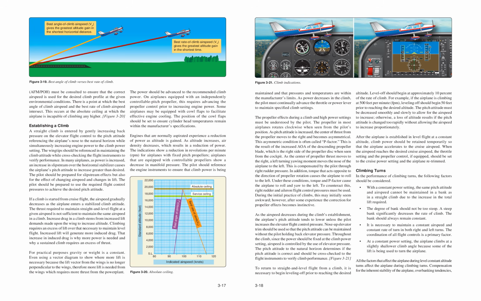During the initial practice of climbs, this may initially seem awkward, however, after some experience the correction for propeller effects becomes instinctive. As the airspeed decreases during the climb's establishment, the airplane's pitch attitude tends to lower unless the pilot increases the elevator flight control pressure. Nose-up elevator trim should be used so that the pitch attitude can be maintained without the pilot holding back elevator pressure. Throughout the climb, since the power should be fixed at the climb power setting, airspeed is controlled by the use of elevator pressure. The pitch attitude to the natural horizon determines if the pitch attitude is correct and should be cross-checked to the flight instruments to verify climb performance.